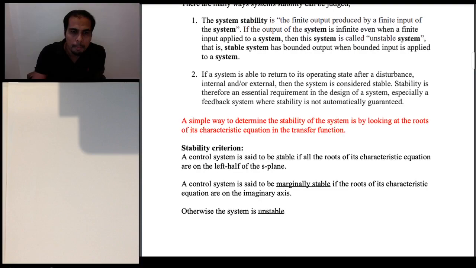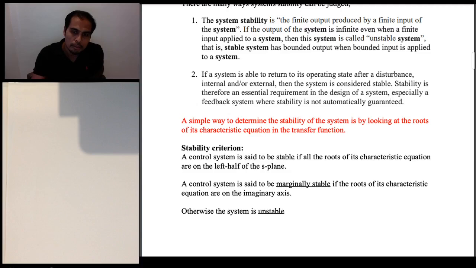Then, what is the criterion? When we say the system is stable, we need to have a criterion. A control system is said to be stable if all the roots of its characteristic equation are on the left half of the S-plane. We discussed earlier, when the root is negative, on the left-hand plane, then we can say that the system is stable. Then we have proof that the system is stable using the time domain. Remember e to the minus at, and we compare to e to the at, then we can see that e to the at will produce infinite output. Hence, the system is not stable.